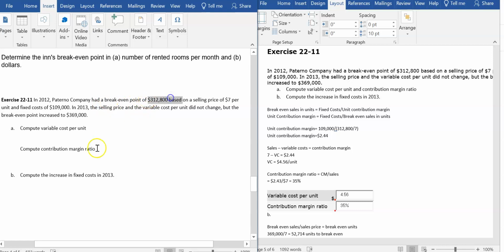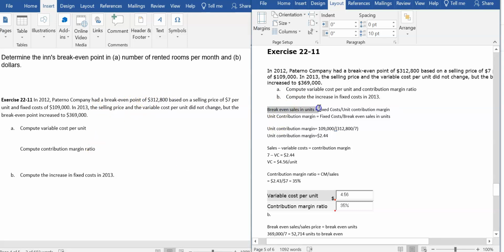To calculate the variable cost per unit, working with what we have, they gave us the break-even point in sales. And we know the formula to calculate the break-even point in sales is fixed cost divided by the unit contribution margin, or contribution margin per unit. We can algebraically rearrange this formula such that we multiply both sides by the unit contribution margin and divide both sides by the break-even sales in units. So the unit contribution margin is going to be fixed cost divided by the break-even sales in number of units.